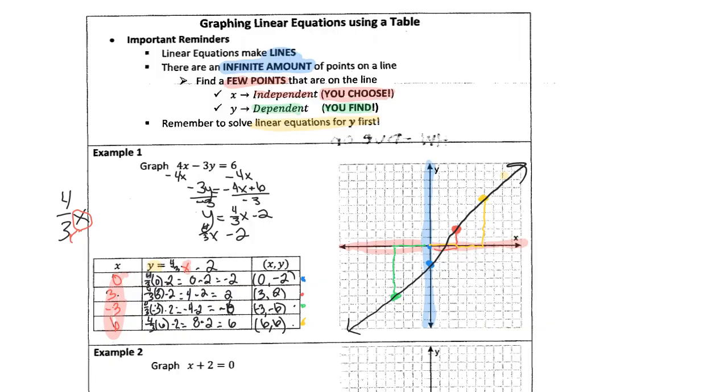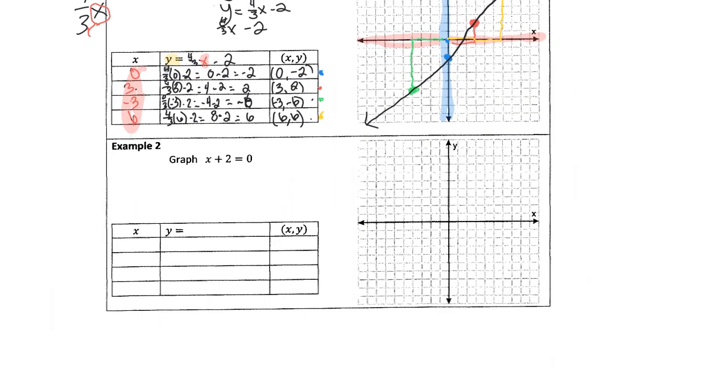All right, let's continue on looking at example 2. In this case, if you notice, there is no y. So that means we have to just solve for x. Take a moment and get x alone. All right, so you should get x is equal to -2. That means our x value is always going to be -2. Since there is no y value, we would just pick random y values.